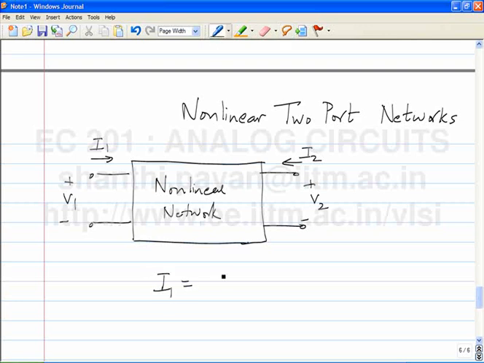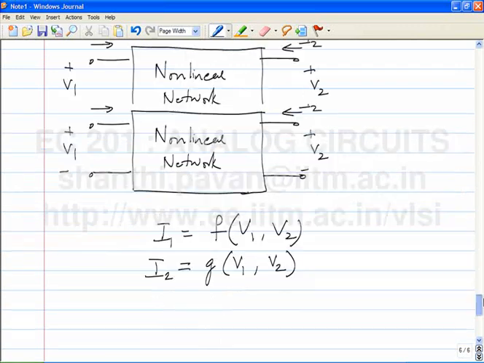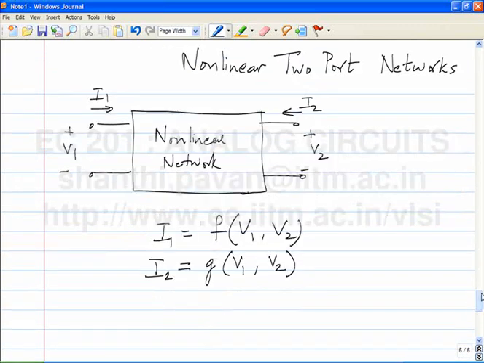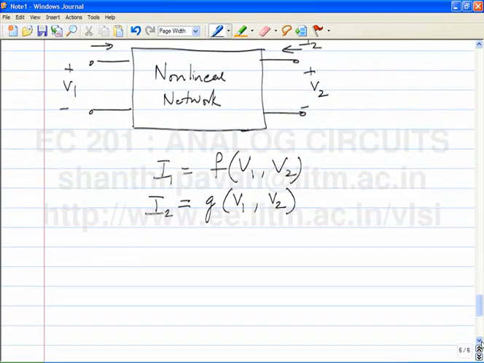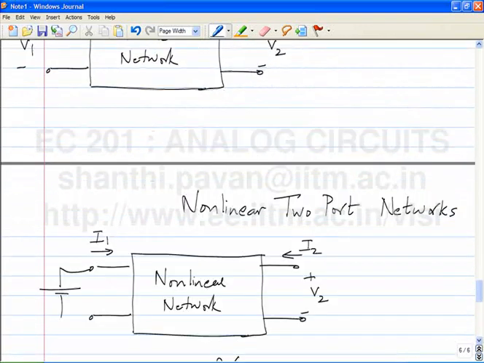So you can write I1 as some nonlinear function f of V1 comma V2, and I2 as some other nonlinear function g of V1 comma V2. Okay. So again, since these equations are nonlinear, it becomes impossible to figure anything out. However, please note the following. Basically, if I applied a battery of voltage V1 and a battery of voltage V2, the current flowing will be capital I1 and capital I2.